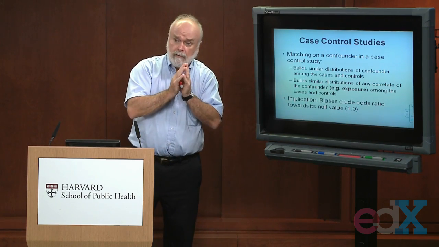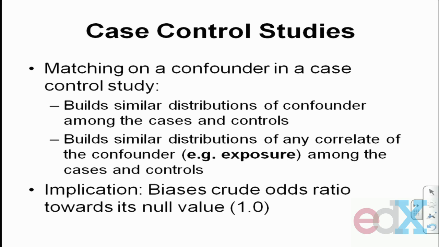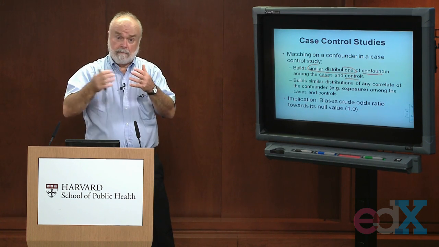But this is a summary of the problem we have with case control studies. When we match on a potential confounder in a case control study, what do we do? We build similar distributions of that confounder in the cases and the controls. So if my outcome is coronary heart disease, my cases are people with heart disease, and my controls are people without heart disease, if every control is matched one by one to a case by age, then when the study enrollment ends, the age distribution of the cases will be exactly the same, not just similar, exactly the same as my controls. My controls look just like the cases with respect to age.